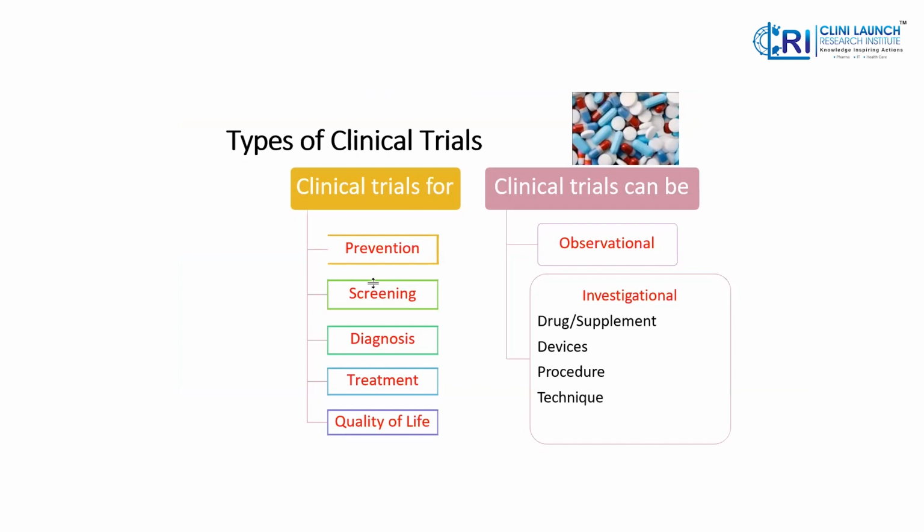So in prevention studies, we are looking for a better way to prevent the disorder from developing or returning. And in prevention studies, we are going to have two kinds of studies: action studies and agent studies. Then the next thing is screening.